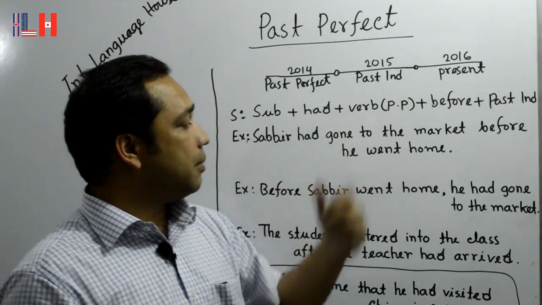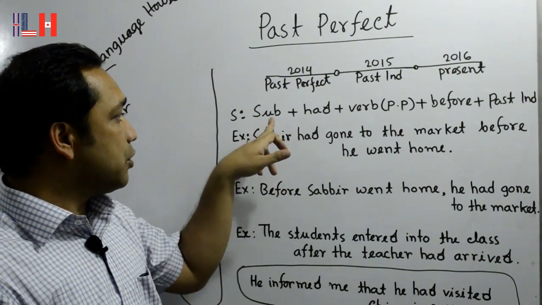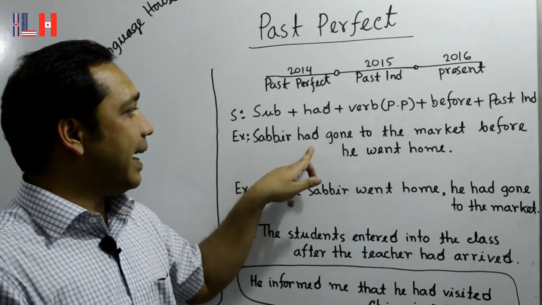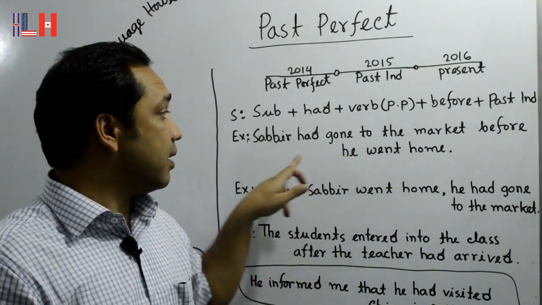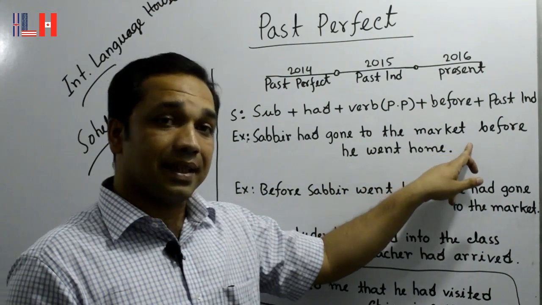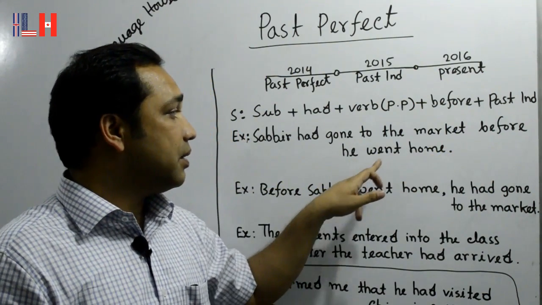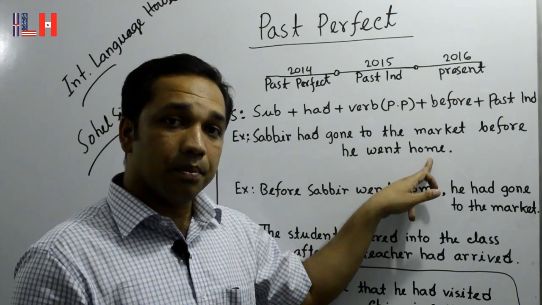So let us use the structure. Subject, Sabir, had, and then verb PP, which is gone. Sabir had gone to the market before he went home.